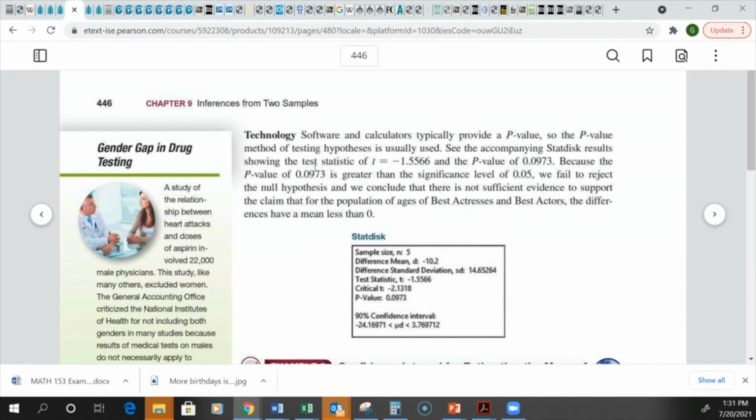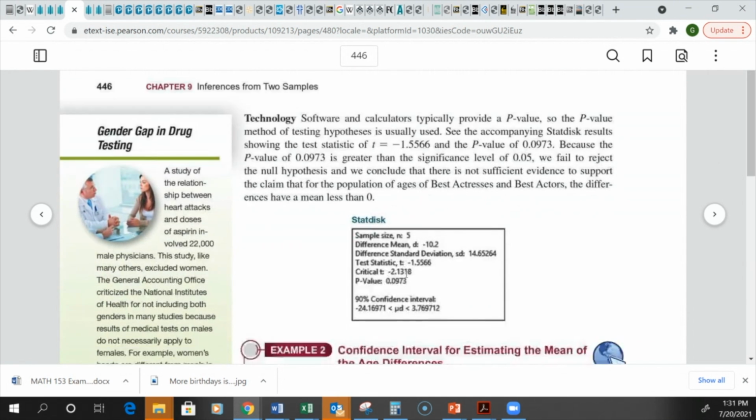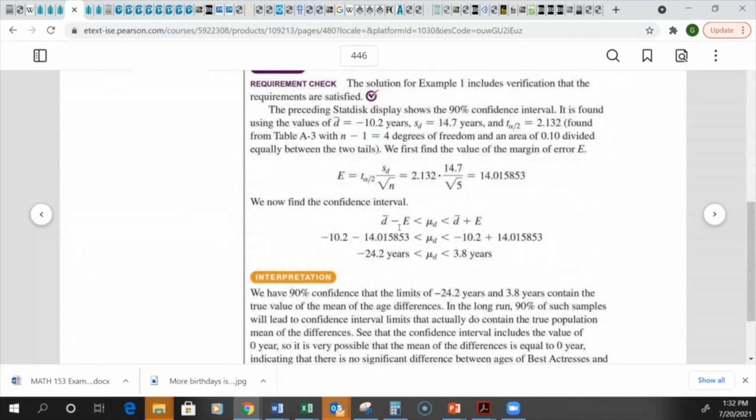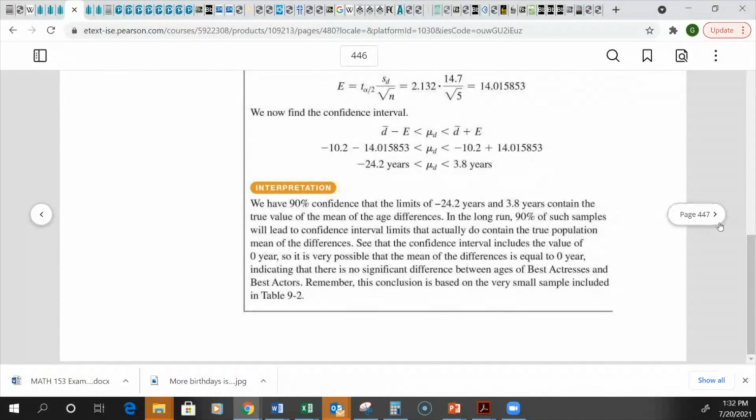If you use technology, yeah, because we're sensible, then you'll get a test statistic and a critical value. It might show it. Ours doesn't. Typically, it tells the test statistic and the p-value. But if we want the critical value, we have to use the t calculator. And our technology will tell us the mean of the differences and the standard deviation of the differences. So they do an example with technology. Nothing tricky about it.